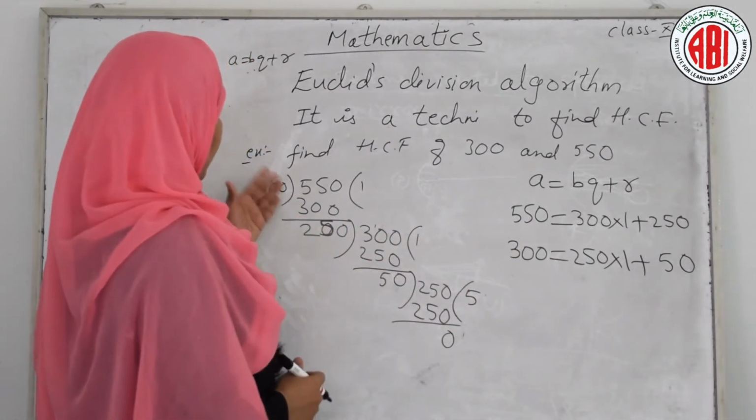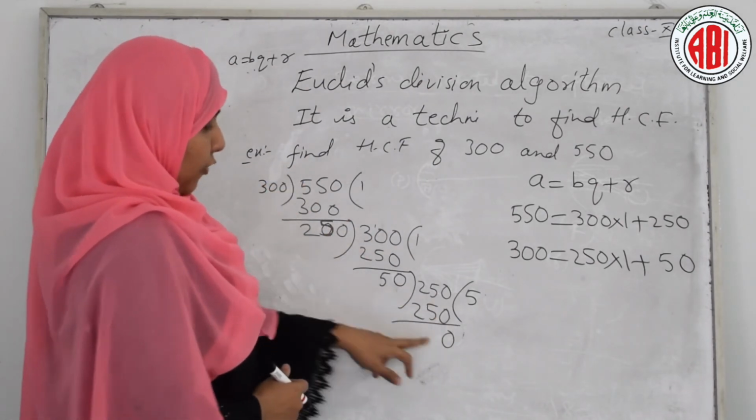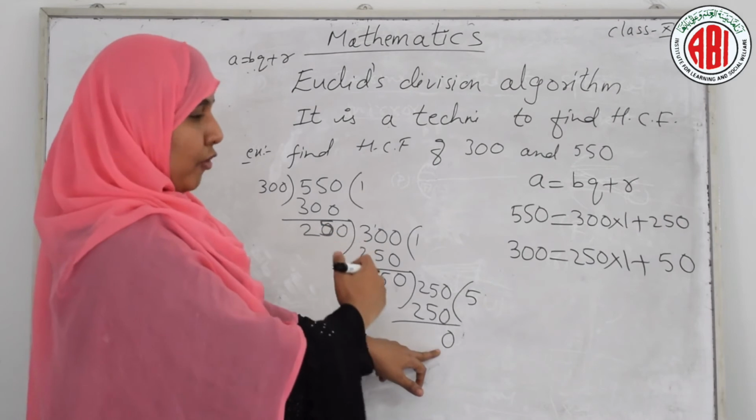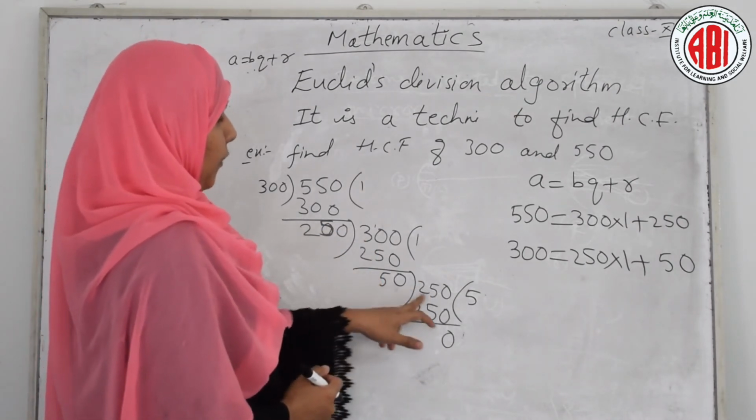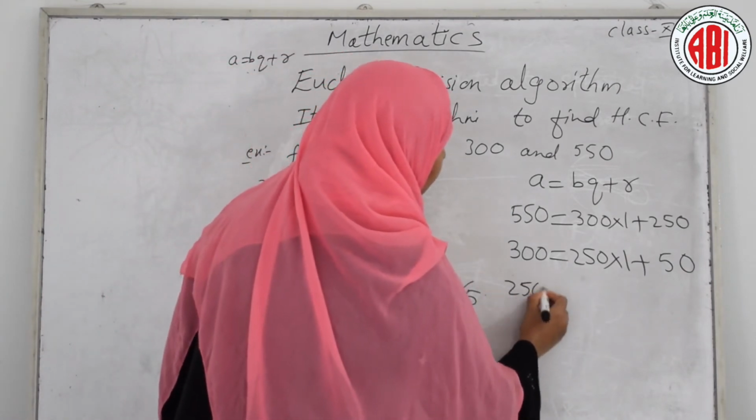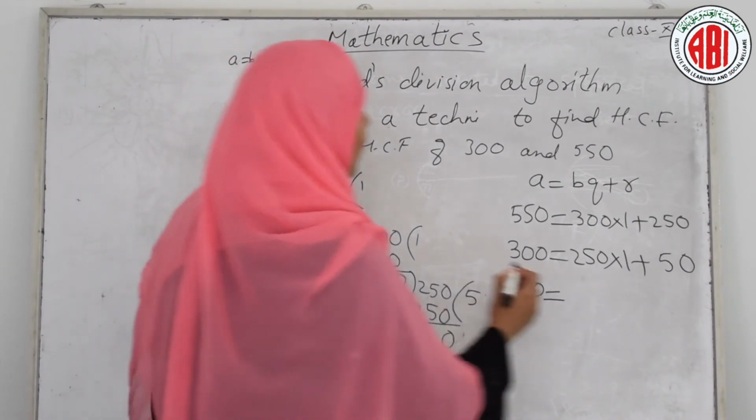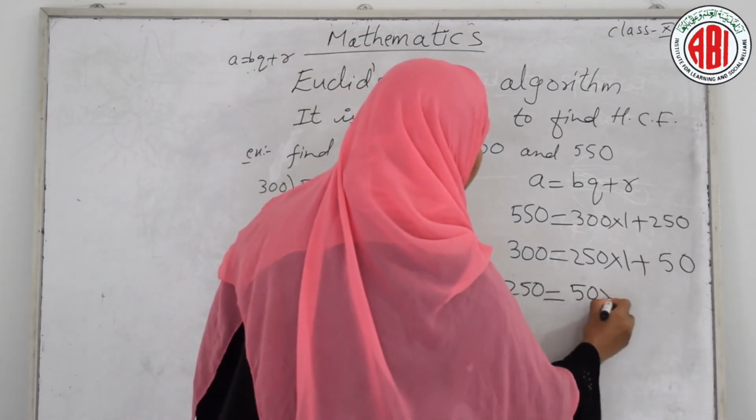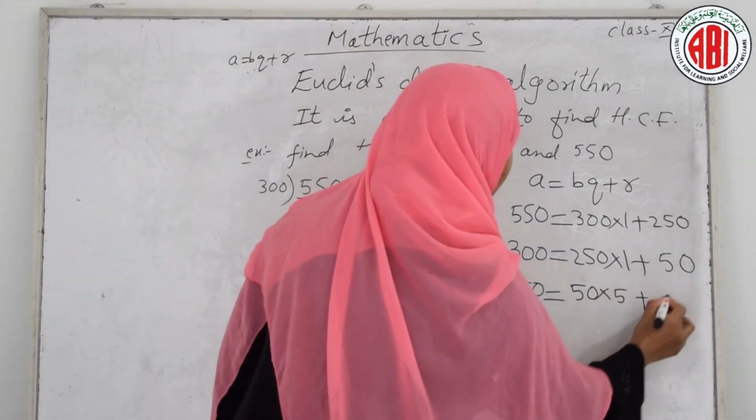Now we got 3 steps, 1, 2 and 3. This is the last step. As we got remainder 0 here, we have to stop here. Now here this is 250. 250 is the dividend A. 250 equals B, which is 50, into quotient 5, plus remainder 0.